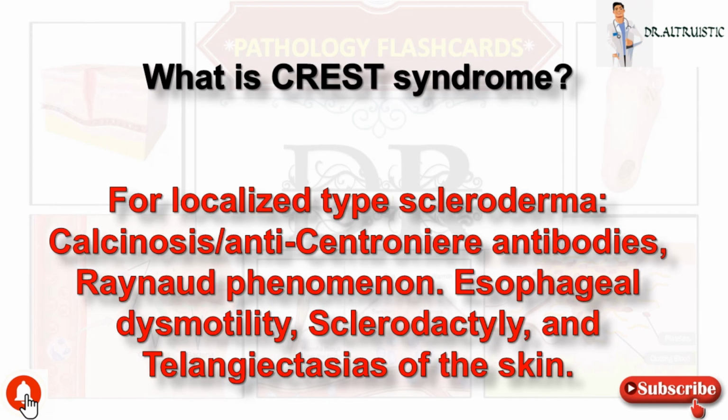What is CREST syndrome? A localized type of scleroderma: calcinosis, anticentromere antibodies, Raynaud phenomenon, esophageal dysmotility, sclerodactyly, and telangiectasias of the skin.